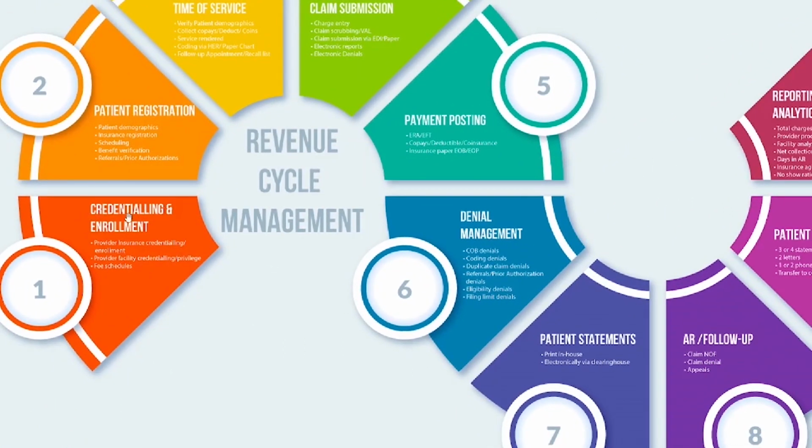The very first one is what I refer to as the number one block here. I refer to this as credentialing and enrollment. This is the initial setup process part of the revenue cycle for the practice, where it encompasses provider credentialing, setting up the provider fee schedule, getting the provider credentialed with the facility, and signing up contracts with different insurance.